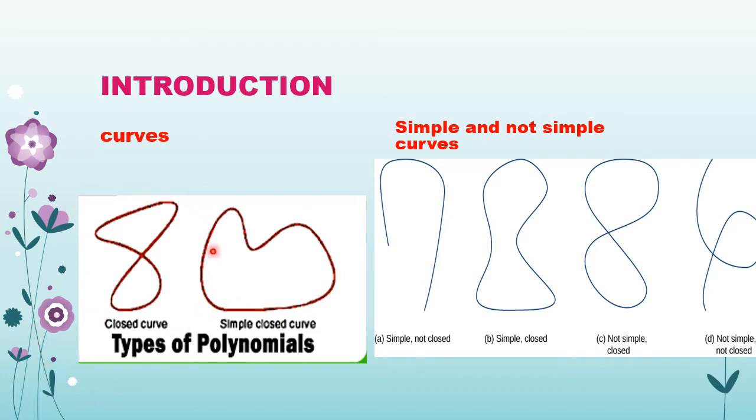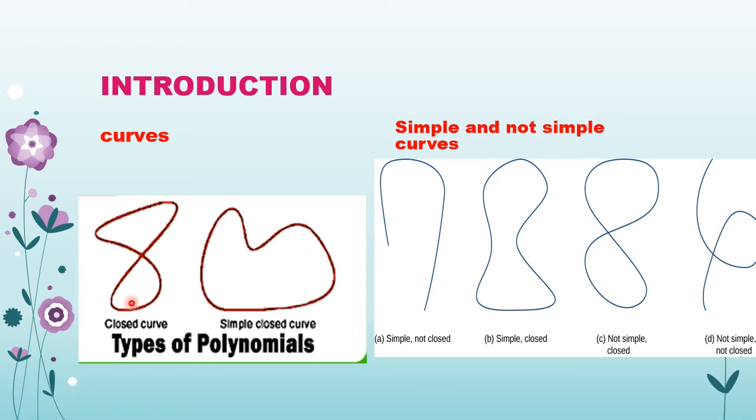Here you are seeing certain types of curves. Some are like, here you can see a shape of 8. This shape is something circular, and here you are seeing an open-ended shape. Here again an 8 is there. Here the lines are crossing each other. So you are seeing different types of shapes. Now we are going to classify them into simple and not simple curves.